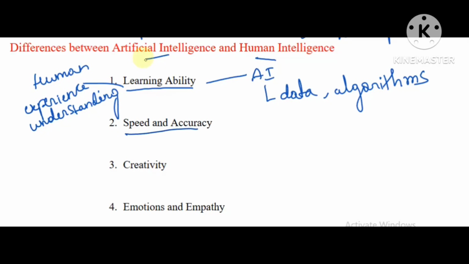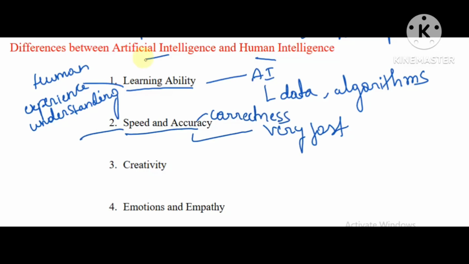The second one is speed and accuracy. As for the AI, it is very fast, right? It will process the information very fast with high accuracy. Accuracy is nothing but the correctness validation, right? Accuracy is nothing but the correctness of the answer, which is very high.